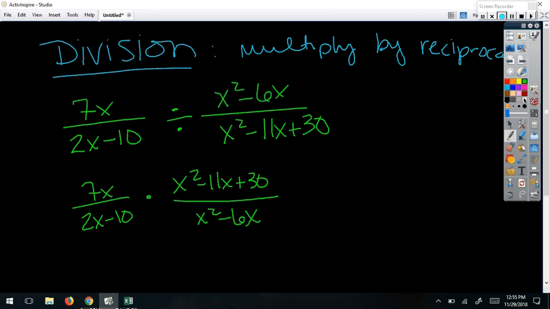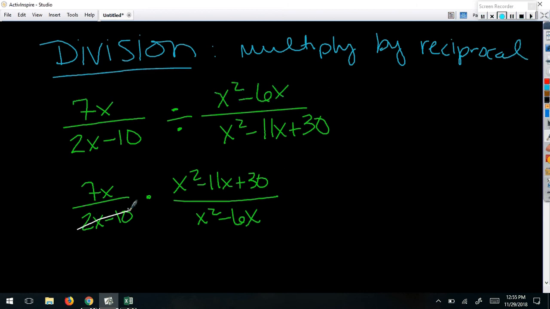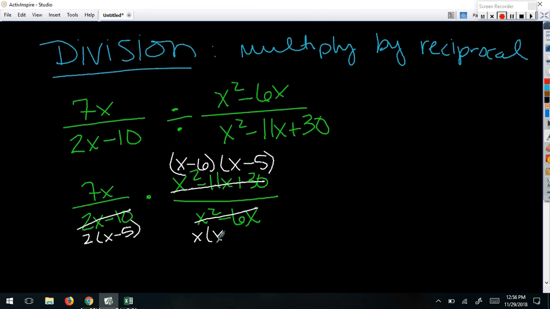Because I'm lazy, a lot of times I will just go, oh wait, that's not 2x minus 10, that's 2 times x minus 5, because I don't want to rewrite the whole problem again. But if you want to rewrite it, go ahead. Does it factor? X minus 6, x minus 5. X times x minus 6. The x cancels out.